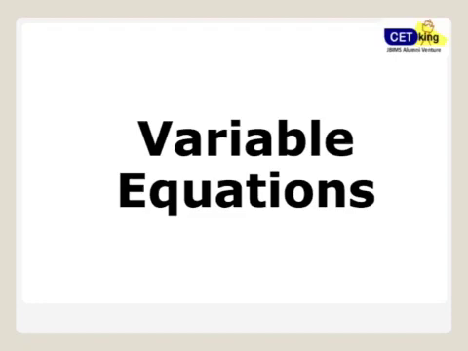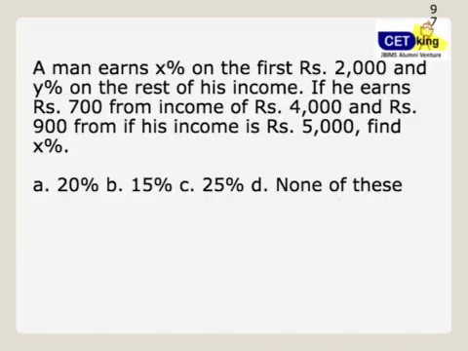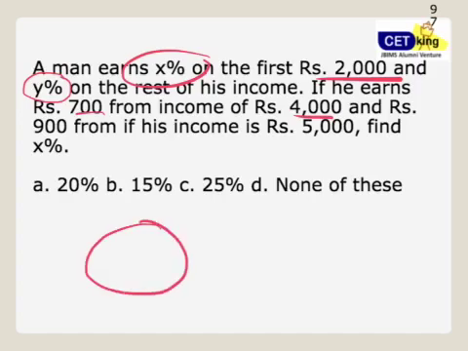Next, moving on to variable equations. That's the third type of equation. For example, a man earns X% on the first 2,000 he earns and Y% on the rest of his income. He earned a total of 7,000 from 4,000 and 900 from 5,000. Find the value of X. There are two components of his salary, part 1 and part 2. So there is a fixed salary and a variable salary. This is a typical question you can expect in the exam.